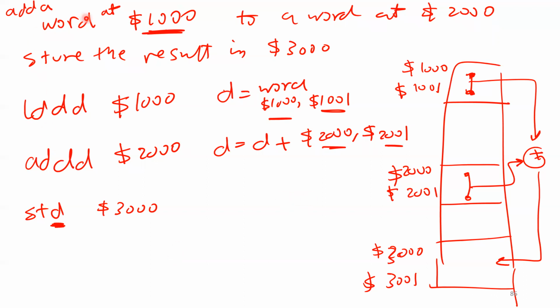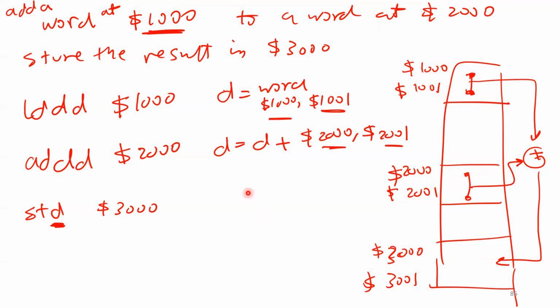Now, this time, I want to add the word at memory location 1000 to a word at memory location 2000, and then store the result at 3000. Again, don't be confused, guys. When I say a word at 1000, it means I need 1000 and the next one, 1001. When I say I'm going to store a word at location 3000, I mean 3000 and the next one. Is that okay? So here, that's exactly what I want to do. I want to add a word at location 1000, which is 1000 and 1001, to a word at location 2000, which is 2000 and 2001, and then store the result at 3000, which is 3000 and 3001.